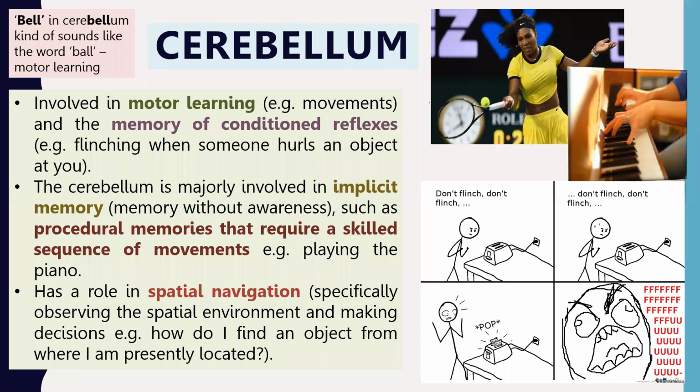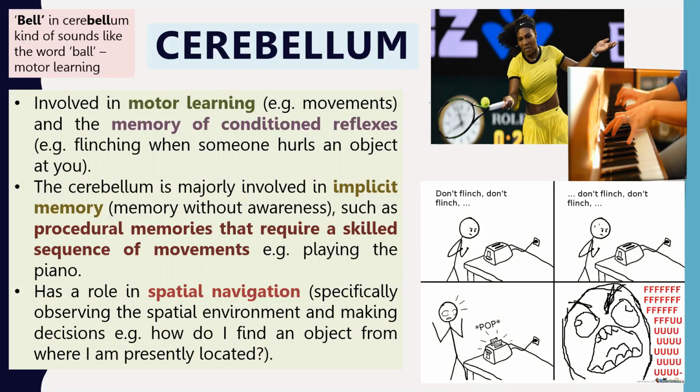So obviously, because the cerebellum is involved with procedural memories, we say that it does have a larger role in implicit memory as a whole. Okay, so obviously, any memory where you are doing any kind of skilled sequence of movements, like playing a piano, playing a musical instrument, all of that kind of stuff would also require the cerebellum as well.